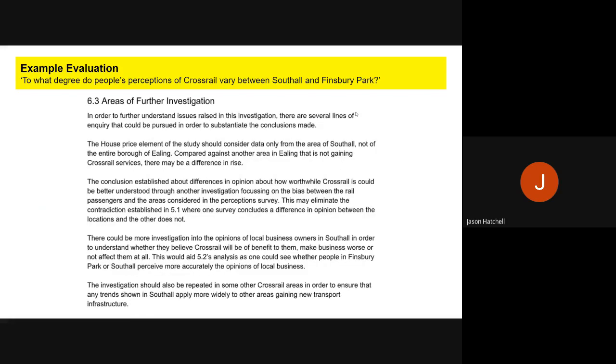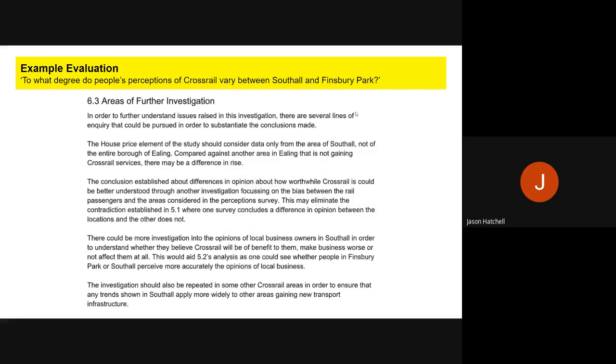The student then moves on to further areas of investigation. And as mentioned earlier, this is where you should be thinking about how you could go further with it. So the student says there are several lines of inquiry that could be pursued. So what the student talks about then is house prices in terms of where they've collected that data. The student also talks about bias in passengers and rail passengers particularly, and how to eliminate that.